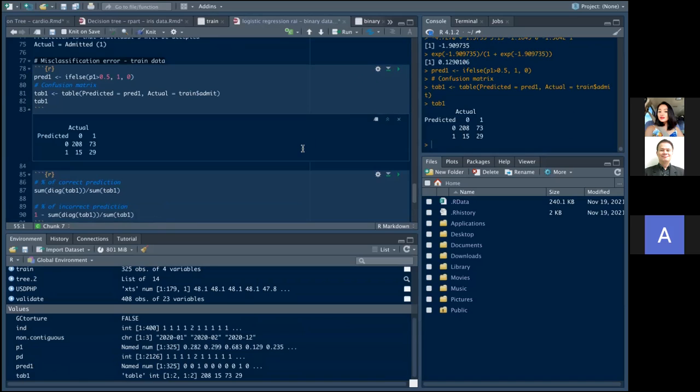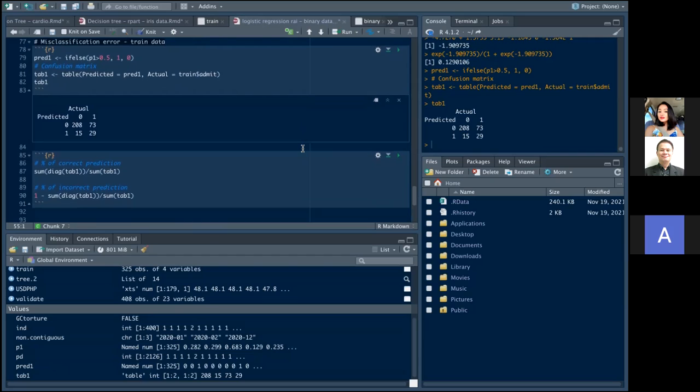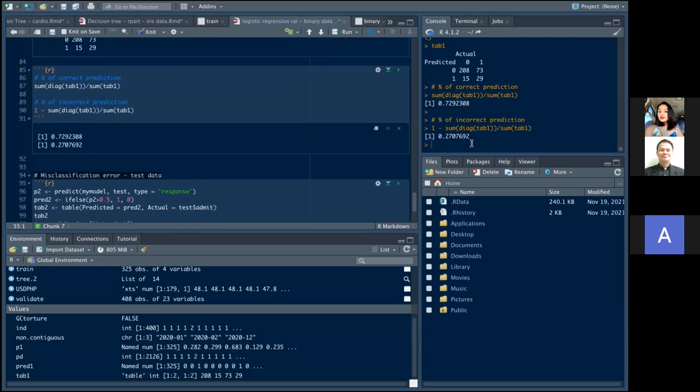All right, so this is the result of our model. 208 were predicted as 0, correct. 29 predicted as 1, and the actual is correct. And then 15 and 73 are wrong. Let's get the percentage correct and percentage wrong. Run chunk 86 to 90, please. So 73% were predicted correctly, and 27% predicted wrongly.